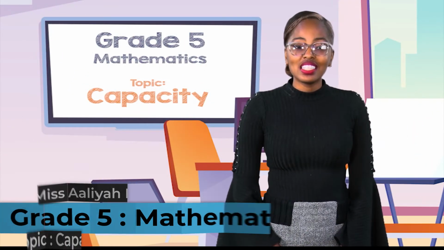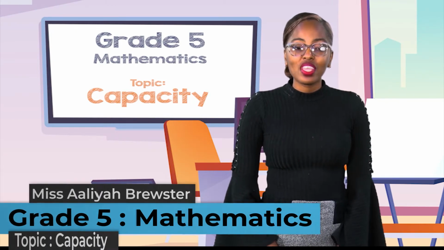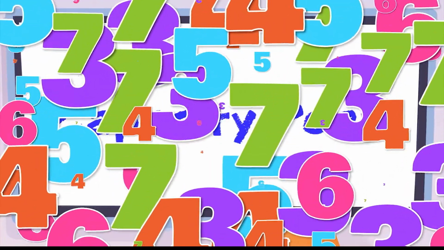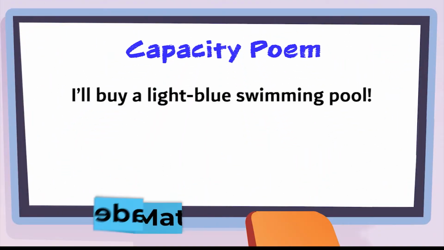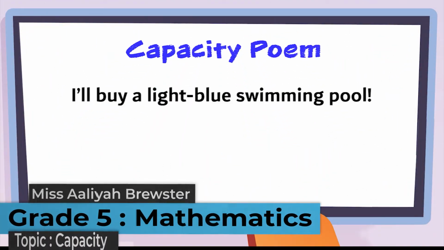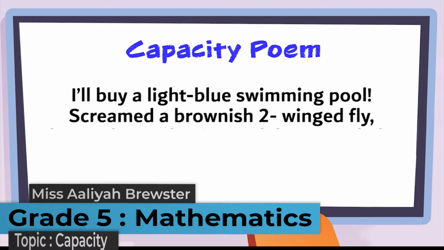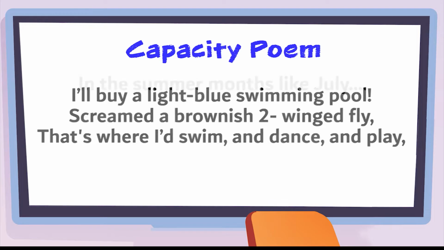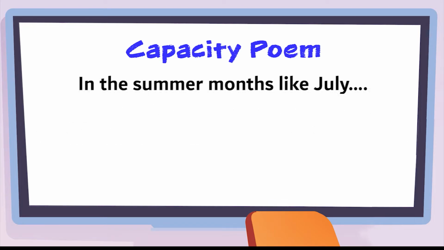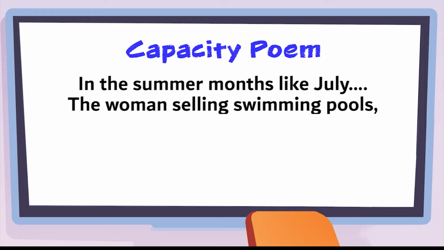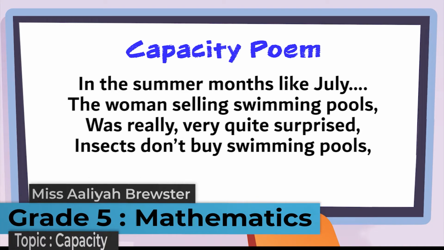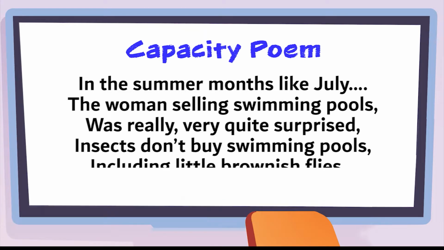Before we begin today's activity, let's start with a poem. The name of this poem is Capacity. "I'll buy a light blue swimming pool," screamed a brownish 2-winged fly. "That's where I'd swim and dance and play in the summer months like July." The woman selling swimming pools was really quite surprised. Insects don't buy swimming pools, including little brownish flies.